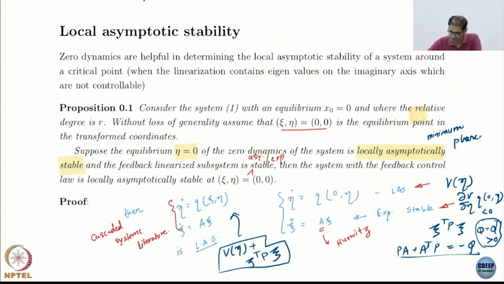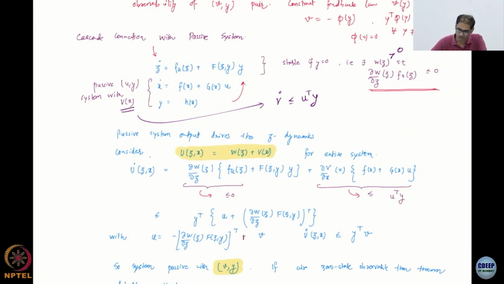Like I said, the cascaded systems literature is pretty strong and actually talks about such results. If you remember, we spoke of a very specific case where we had a stable system to begin with, and then it was being driven by a passive system. But you know what the purpose of passivity is, right? Because of passivity you got some kind of nice stability, because once you have V dot is U transpose Y, then you construct the U as some phi Y, and then you actually have stability. You have something nice. So this is also something similar.